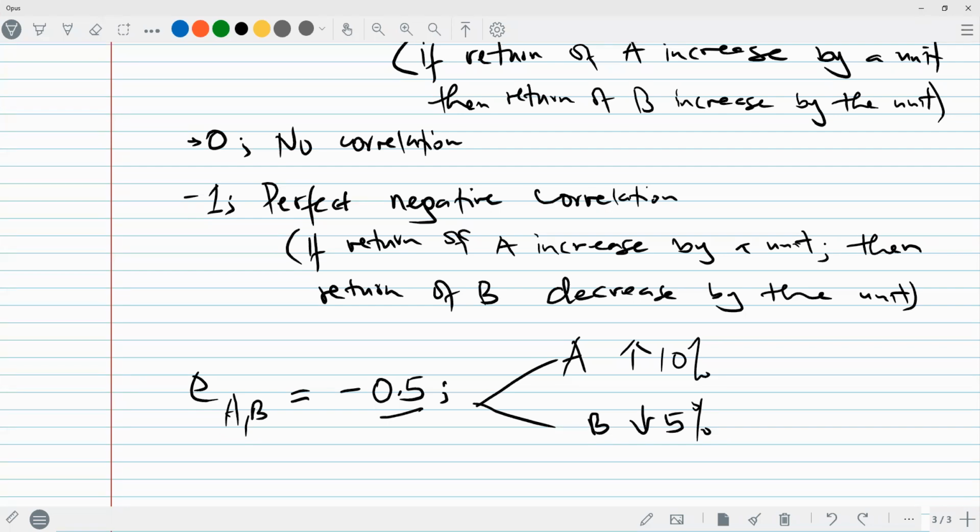I agree with that. Now, there's another way of trying to interpret that. If A increased by 10%, then B decreased by 5%. How else can you interpret 0.5? You can use another example.